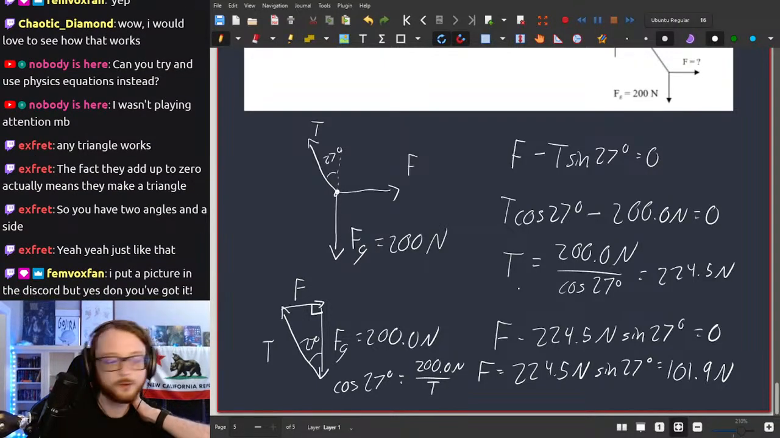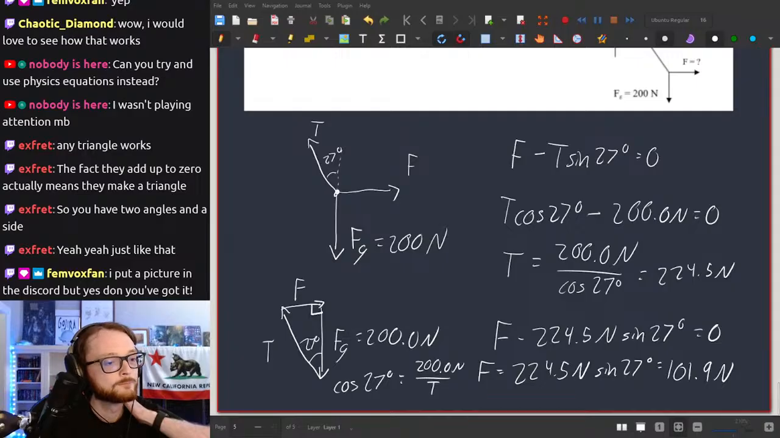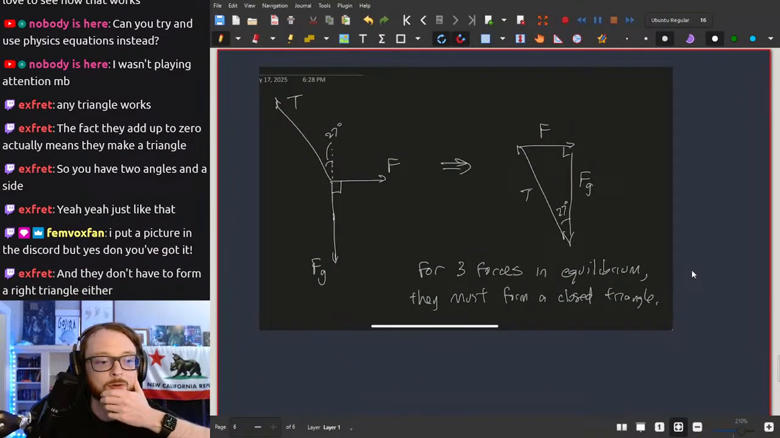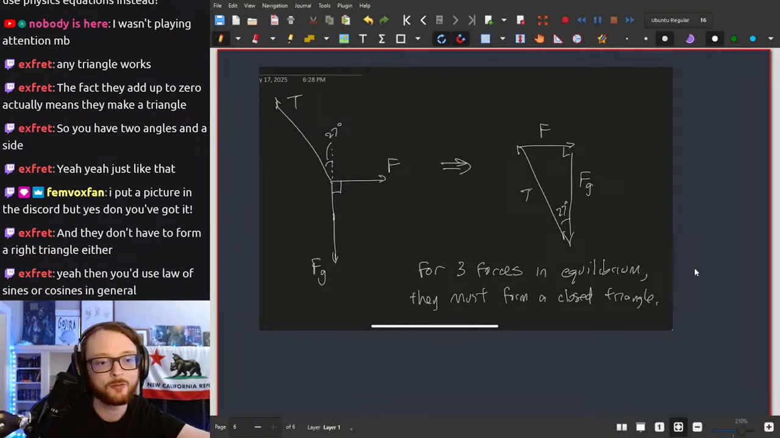Put a picture in Discord. They don't have to form a right triangle either? Oh, I didn't know that. Three forces in equilibrium must form a closed triangle. Oh, nice. Yeah, I was never taught this way, so I don't know exactly where it's used, but that's good to know.